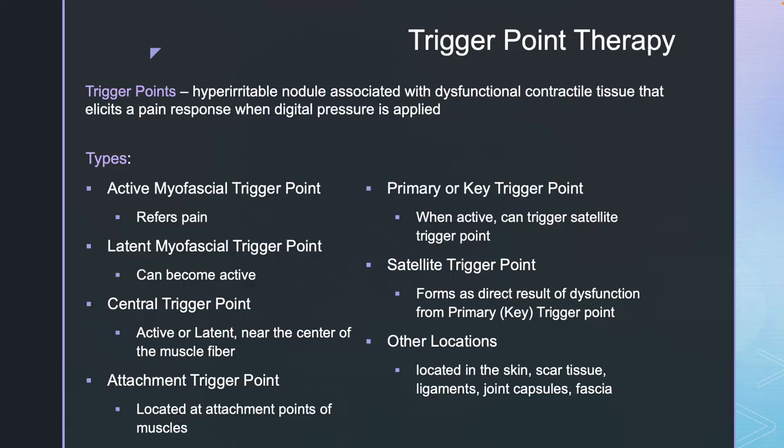So an active trigger point hurts. A latent trigger point doesn't hurt yet. Central hurts in the middle. Attachment hurts on the attachments. Primary, it's that main one. You've got the satellites around it that can become trigger points, and then you have trigger points in other locations. This could be located in the skin. It can be in scar tissue, ligaments, joint capsules, fascia. So it's not going to just target your muscles. Cool?